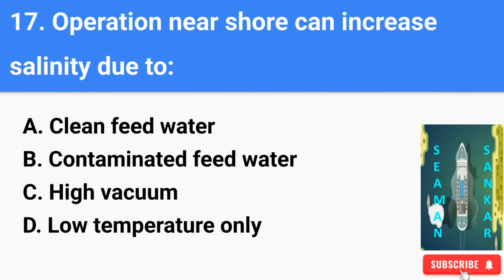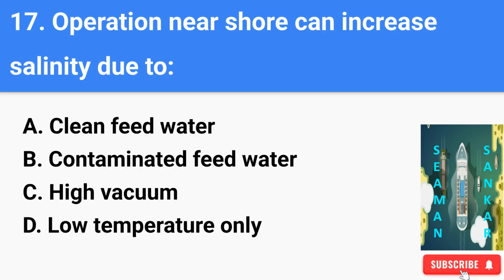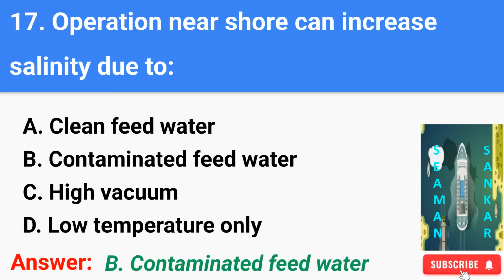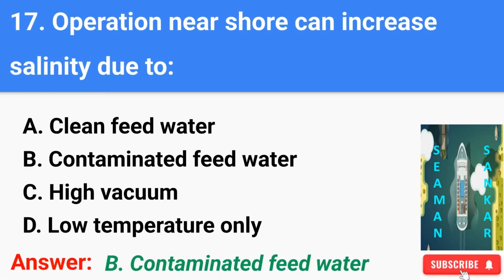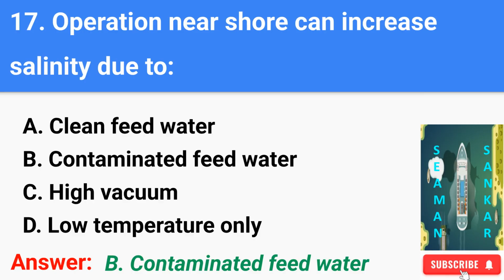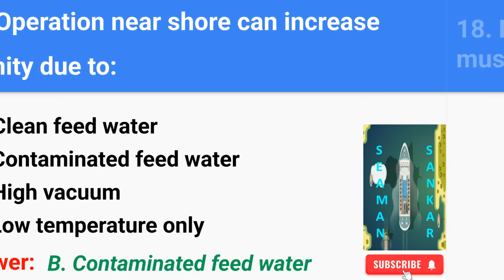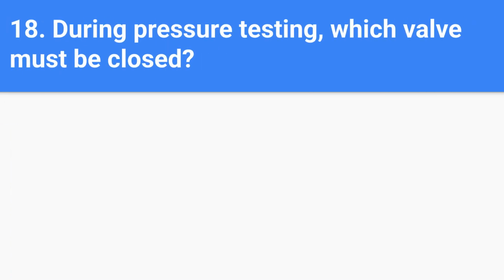Question 17. Operation near shore can increase salinity due to A. Clean feed water, B. Contaminated feed water, C. High vacuum, or D. Low temperature only? The answer is B. Contaminated feed water. Nearshore operations often involve taking in feed water that is more contaminated with pollutants or has higher than average natural salinity.